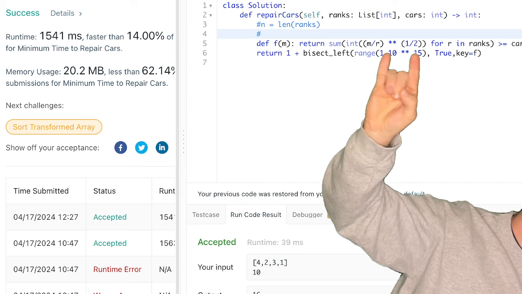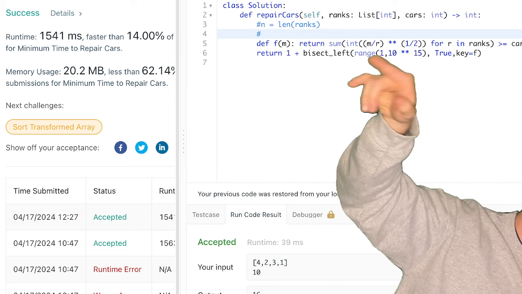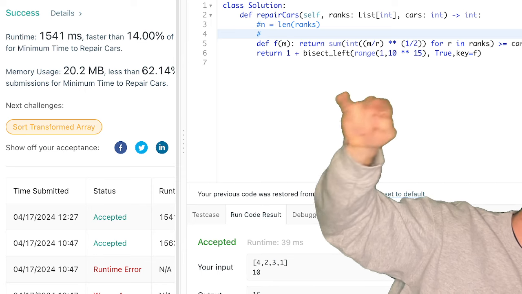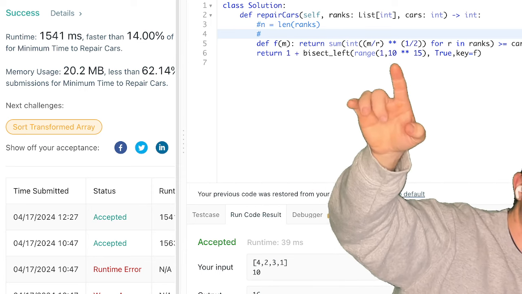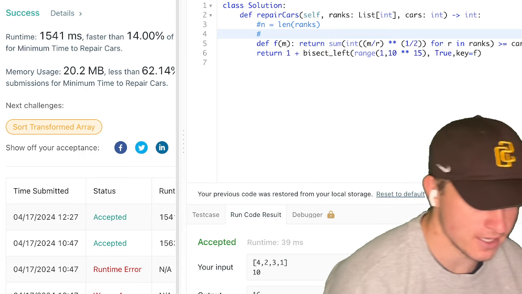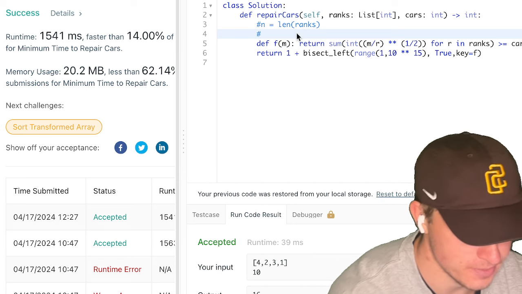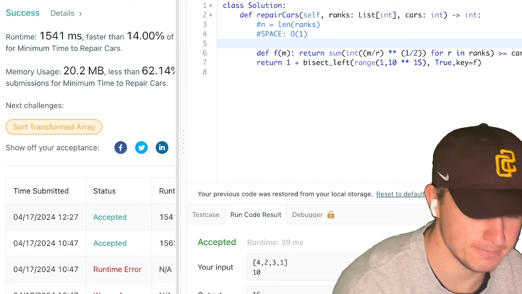So really we only have 2 pointers associated with this, right? You have a left pointer and a right pointer. Even though you create this 10 to the 15th thing, it's kind of misleading because really we just have a left pointer and a right pointer doing binary search. So that's constant space. Here we have constant space too, because we're just evaluating the sum of something and making a comparison. So in terms of space, as weird as it sounds, this is constant space, okay?